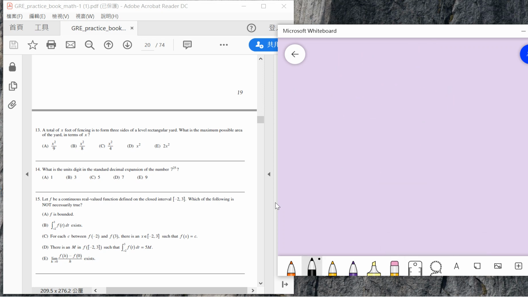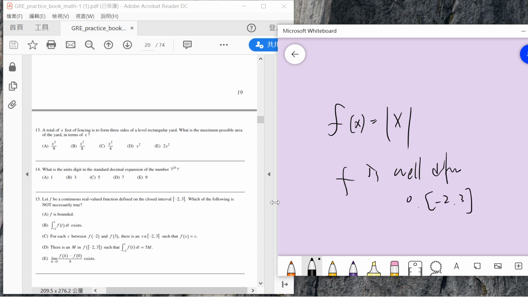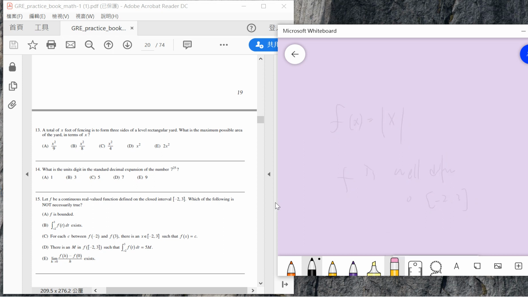Now, E is obviously that f prime of 0 need not necessarily exist, because I can just consider the function the absolute value of x. Then this f is well defined on minus 2, 3. But the derivative at 0 does not exist. So the answer is E.